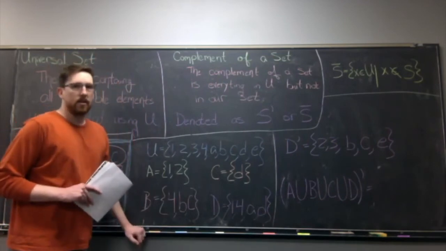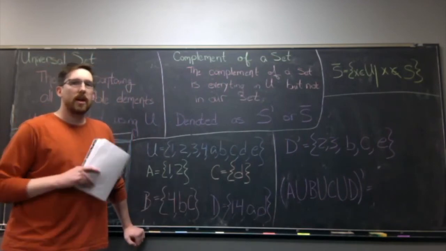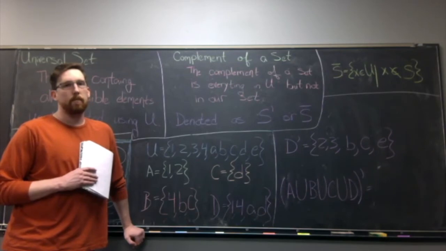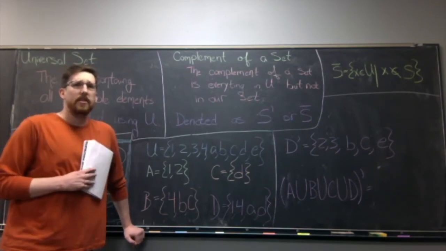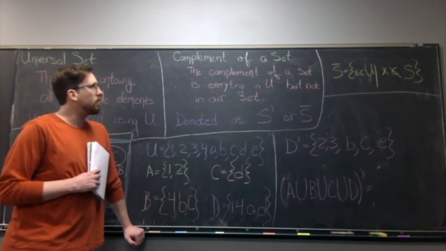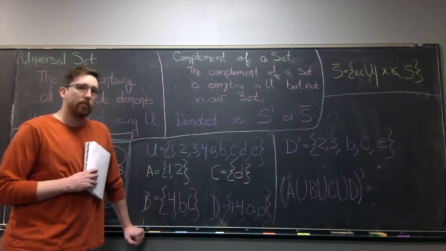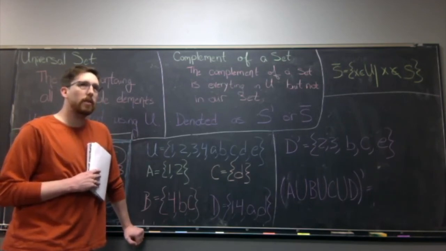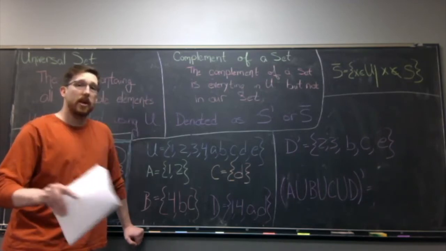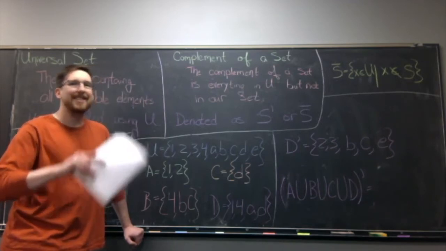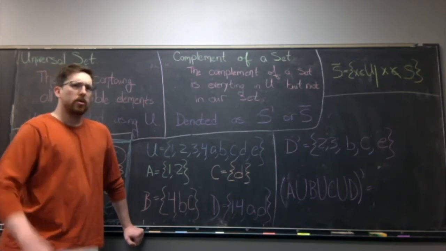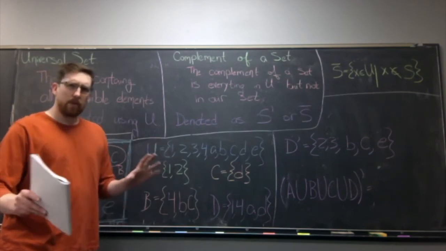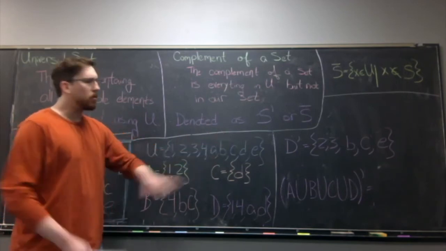So, having said that, let's move on to the idea of the complement of the set. Let's say I have a set S. If I want to take its complement, the complement is going to be every element in our universal set that's not in S. So this is kind of hokey. We're going to see an example in just a second.